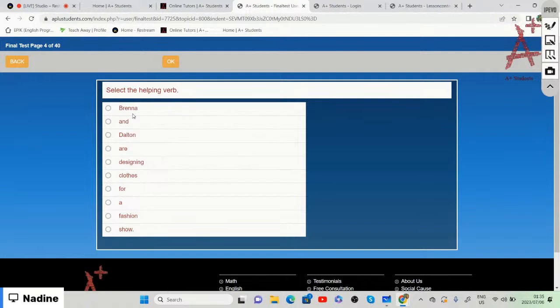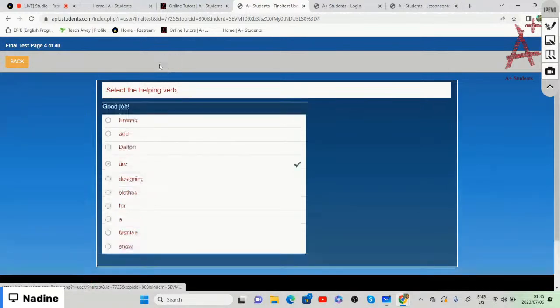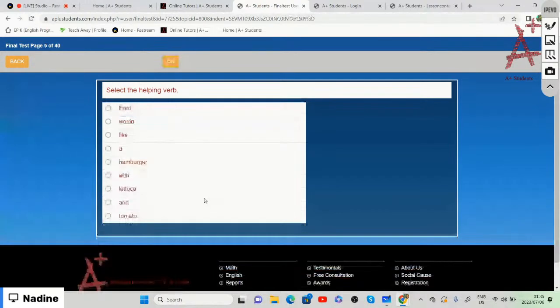All right, so if we were to choose the main verb within the sentence, then we can say designing is our main verb. It is something that Brenna and Dalton are doing. They are designing clothes for a fashion show. But now we don't want the main verb, we want the helping verb. So if designing is the main verb, then we're going to choose are as our helping verb.